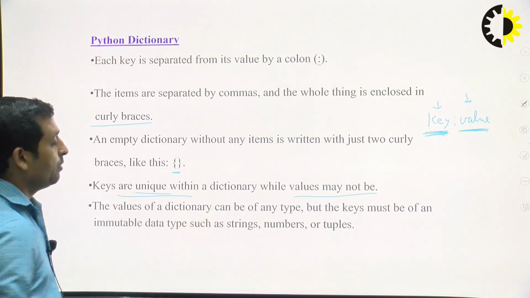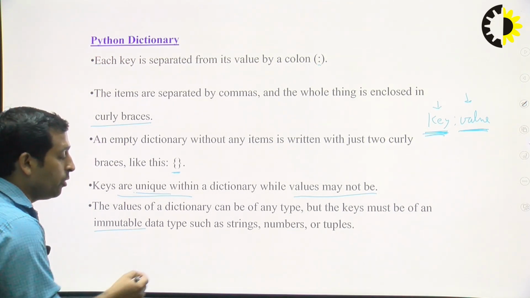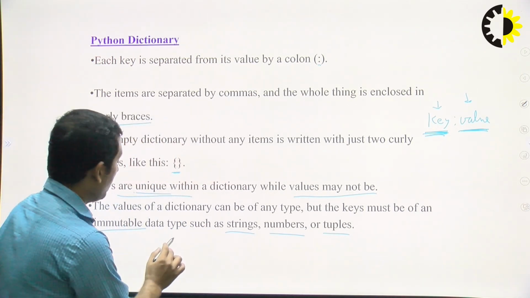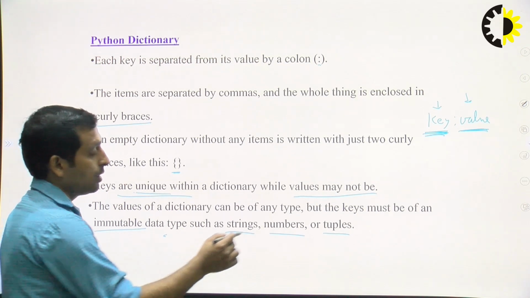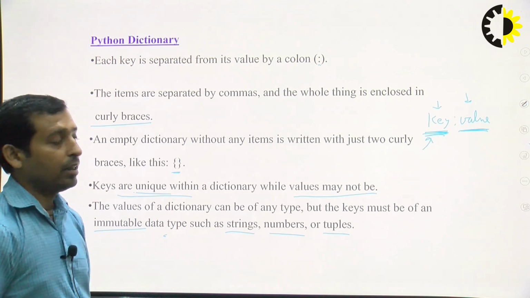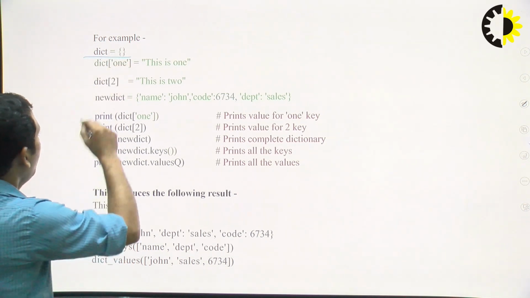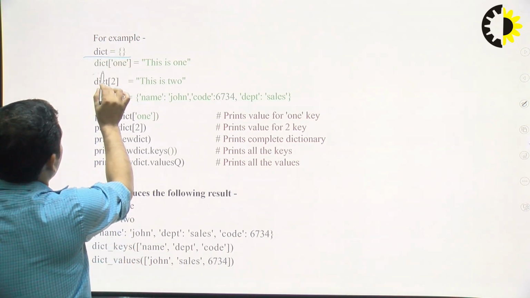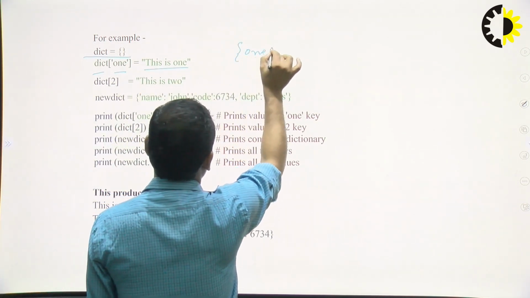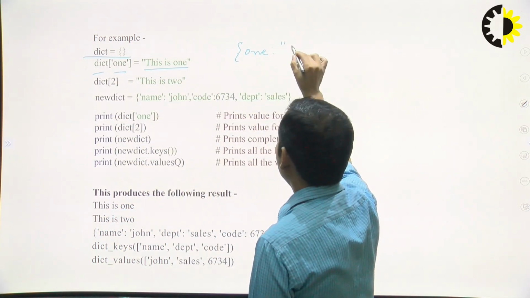The value of a dictionary can be any type, but the key must be an immutable type, an immutable data type, just like a string, numbers and tuples. This is the remembering point: the key must be an immutable type which cannot change after declaring it. So, for example, this is an empty dictionary. Now we want to add to dict, this will add 1, and this 1 is the key and this is the value.